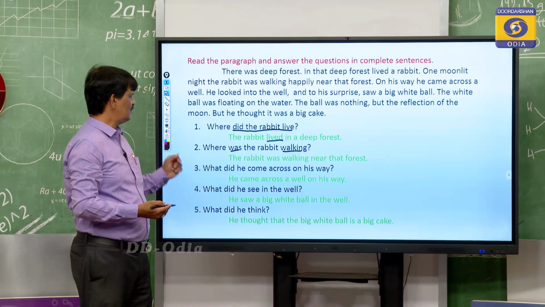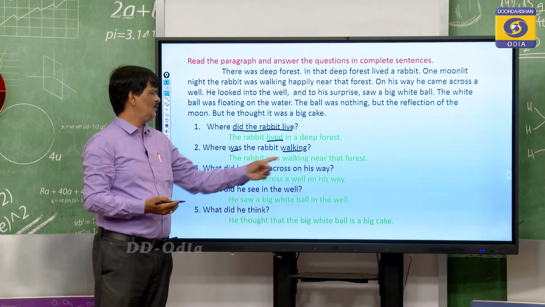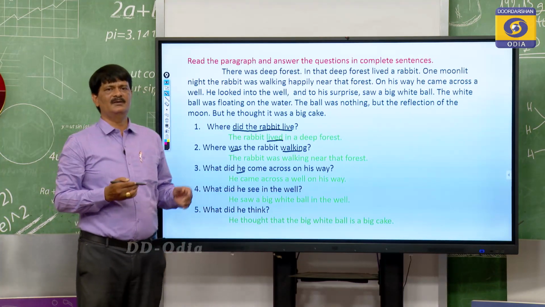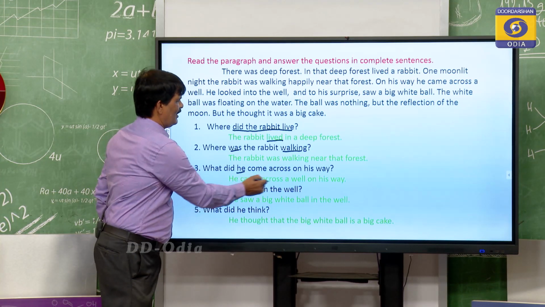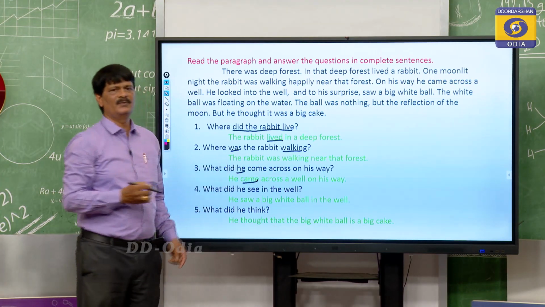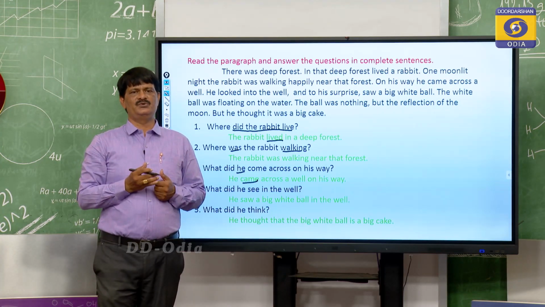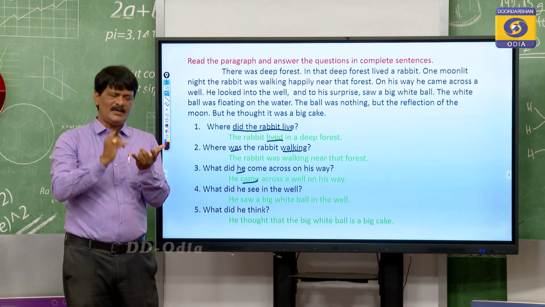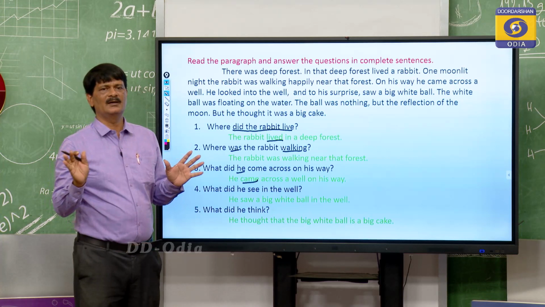Then go to the third question, what did he come across on the way? He means the rabbit. The rabbit came across a well on his way. The same type of tense we have used, so that in answering this, the same type of answer should be there. According to the question, we have to write.